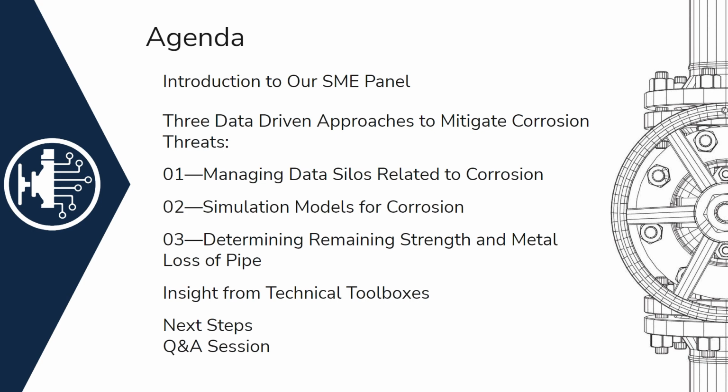After topic 1, we're going to go through that same manner, but we're going to be talking about simulation models for corrosion. And then last but not least, we're going to be talking about determining remaining strength and metal loss of pipe. And we've got a pretty cool picture to show you here today that Mr. Pikas is going to go through when we get to that. Followed up with that, we're just going to do some informational stuff about Technical Toolboxes, software related or training related, what the Pipeline Hub can offer for your organization, and then we'll finally get on to next steps. And that's when we get into the lightning Q&A round.